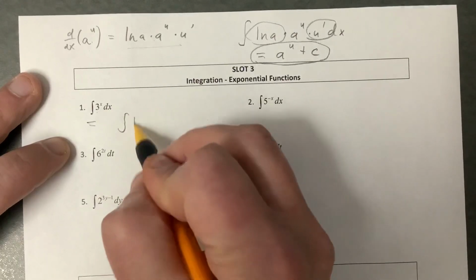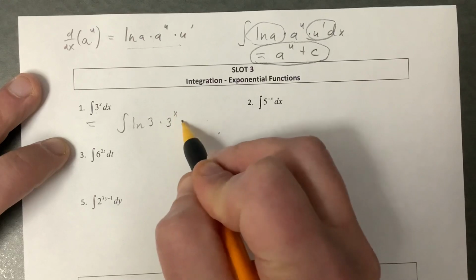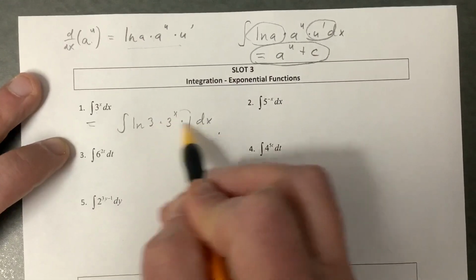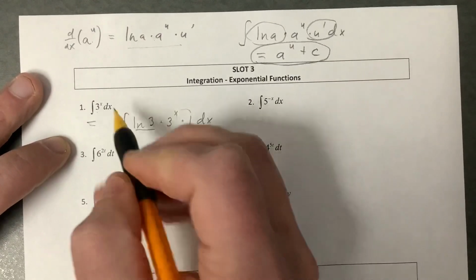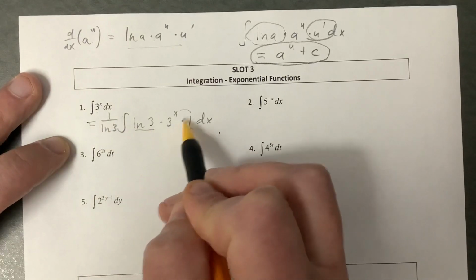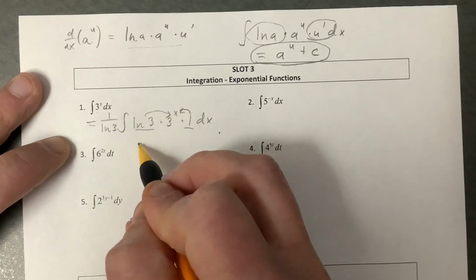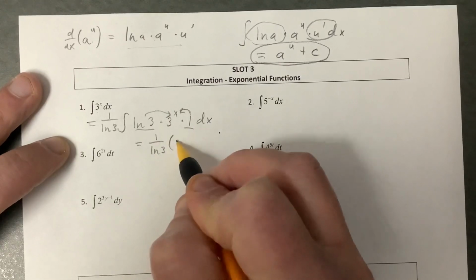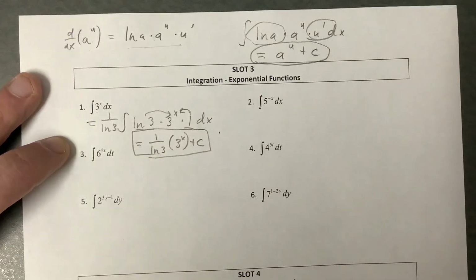So I need to have a natural log of 3 in the front times 3 to the x times a 1, because that's going to chain back up, dx. But I can't just do these right here, right? But what I do know is these are constants. So what I can do out front is I can just multiply this by 1 over the natural log of 3. And I'm ready to integrate. This chain out is going to go up, this is going to chain back in here, and I'm going to end up with 1 over natural log of 3 times 3 to the x plus c, and that's going to be my integral for that one.